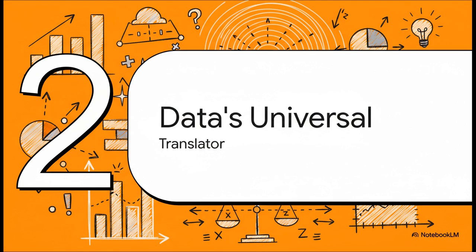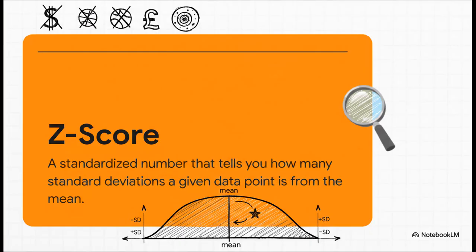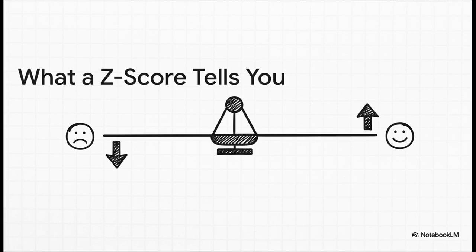Well, we use a brilliantly simple tool that acts as data's universal translator. It takes all those different scales and puts every single number on a level playing field. And that tool, of course, is the Z-score. The definition sounds a little technical, but it's actually super straightforward. A Z-score just tells you how far away any single piece of data is from the average. The key thing is, it doesn't measure in feet or dollars or test points. It measures in a totally universal unit called standard deviations. And reading one is incredibly easy.